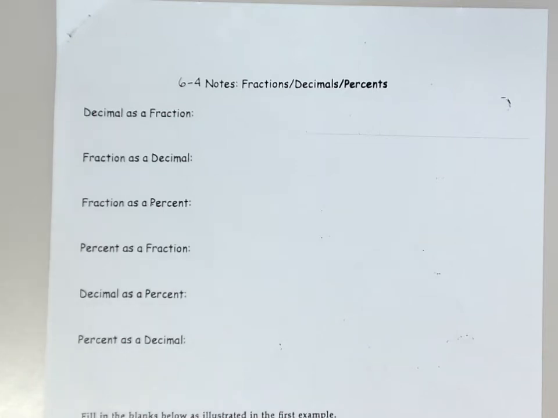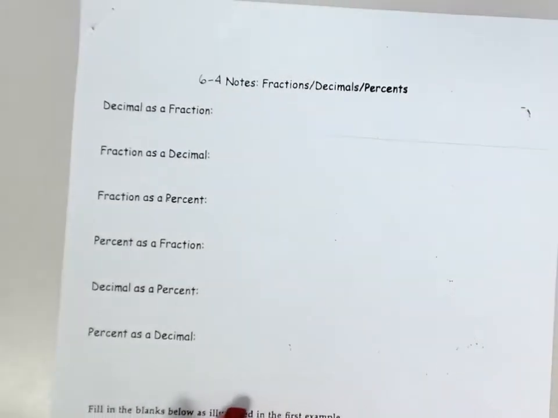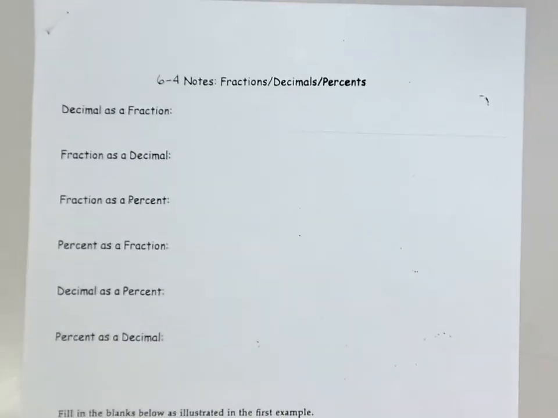Okay, 6-4 is converting fractions, decimals, and percents. Now we have done some of these, you just haven't had a calculator before, so that should make this a lot easier, okay? And I'm going to show you how to reduce your fractions on the calculator that I have in the classroom that you can borrow. If you have a different calculator, you may have to figure that one out on your own if I'm not sure how to, if I'm not comfortable with using it.